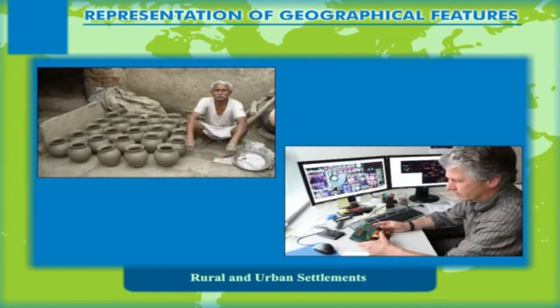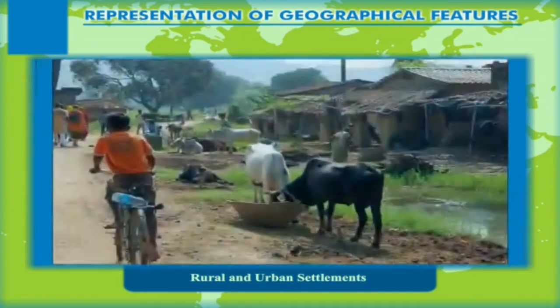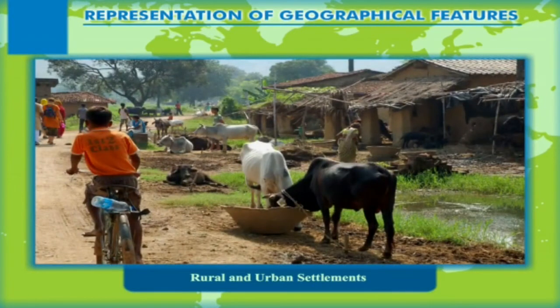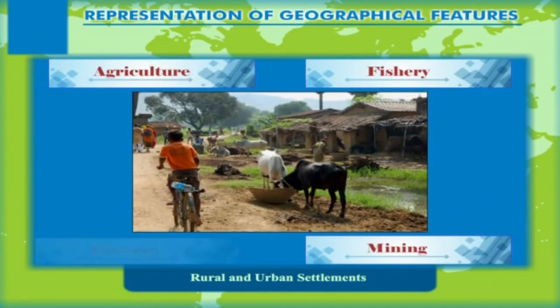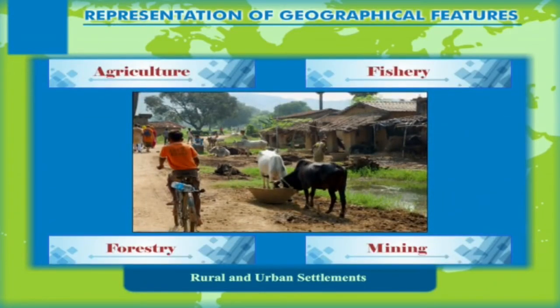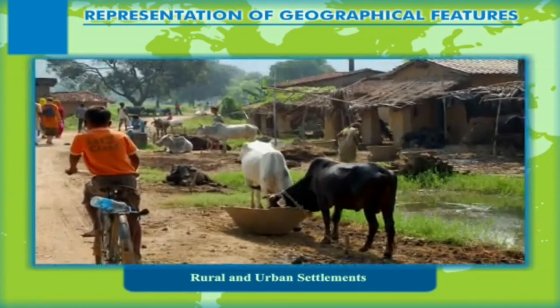Rural and urban settlements. On the basis of type of occupation practiced by its inhabitants, the settlements may be rural or urban. In rural settlements, most of the people are engaged in primary occupations like agriculture, mining, fishery, and forestry. The products are derived directly from nature. Villages are examples of rural settlement.